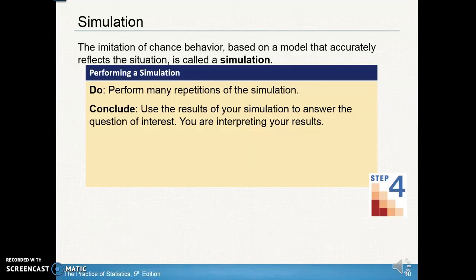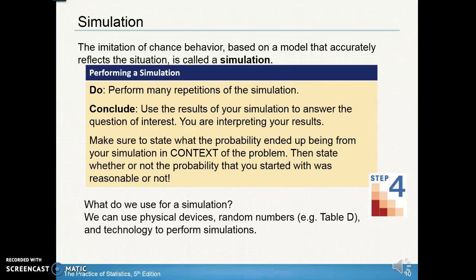So was it unusual that he got a 56 hitting streak? Well, based on our simulation, it really wasn't that unusual. You're basically telling the reader what you found from your simulation. Now, here's the tricky part. Make sure you state the probability you got from your simulation in context of the problem. Then you want to make sure you state whether or not the probability you started with was reasonable or not. All right, so you're doing a conclusion based on your simulation, and then you're deciding, hey, was the probability I got, was that reasonable? Did that make sense?